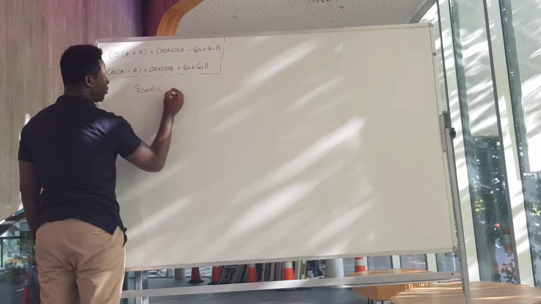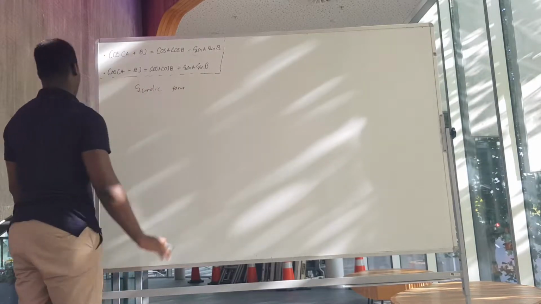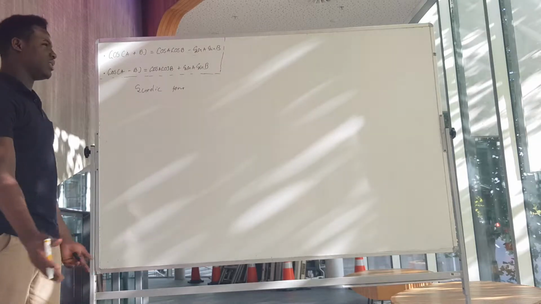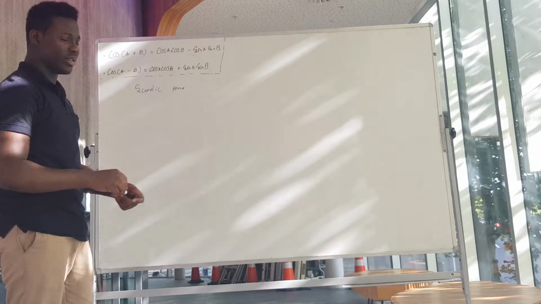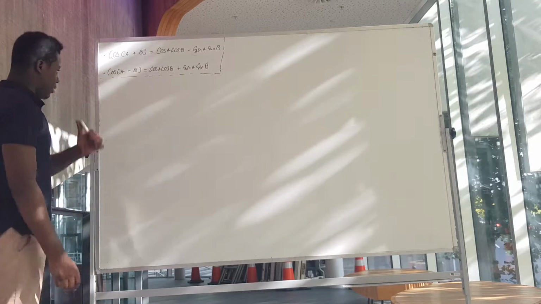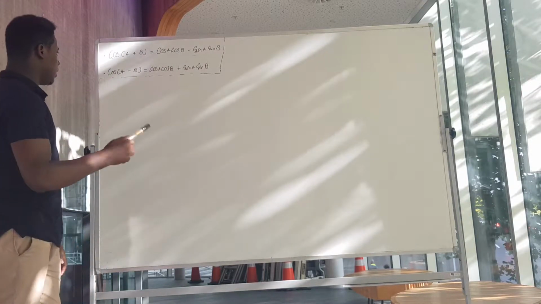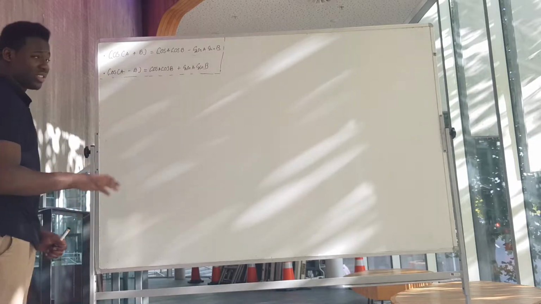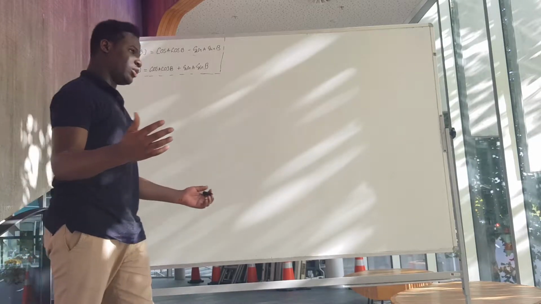Surd form. If you want to express, say, cosine 60, you can prove that cosine 60 is a half, or root 3 divided by 2, I don't know which one it is. Anyway, that'll be that for that. And that's just the overview of what I'm doing today.